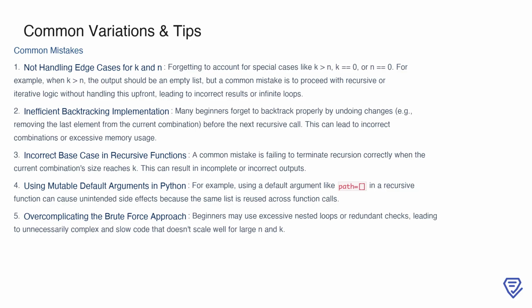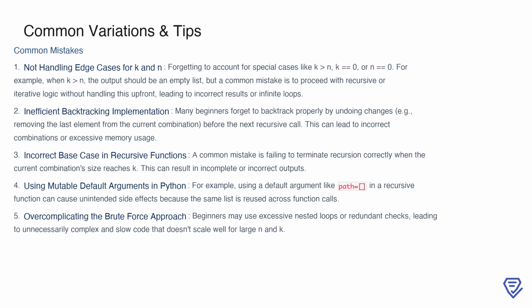Then, there's the problem of defining a recursive function's base case. If the base case doesn't trigger when the combination size reaches k, the recursion may terminate incorrectly, leading to incomplete results. Additionally, Python-specific issues can arise, such as using mutable default arguments like path as a default in recursive functions. This reuses the same list across calls, often causing unintended side effects.